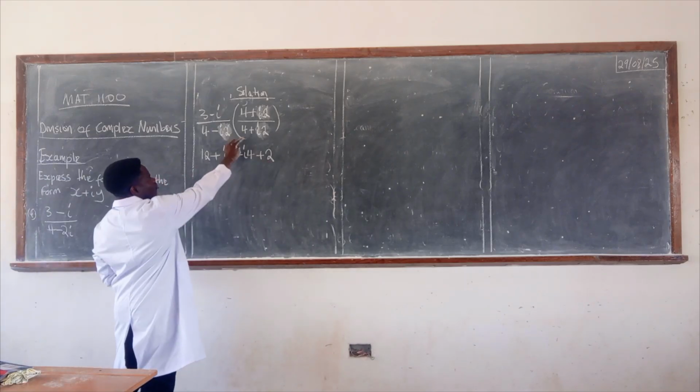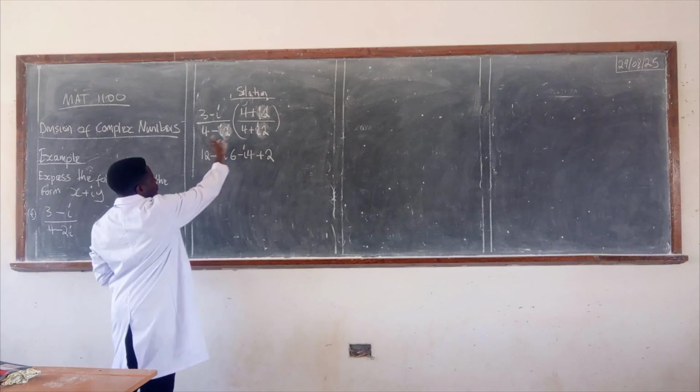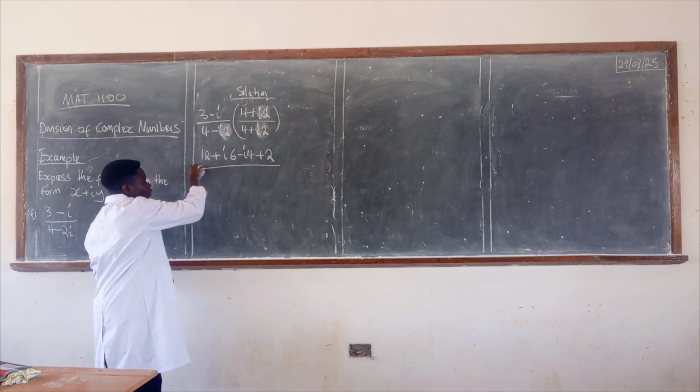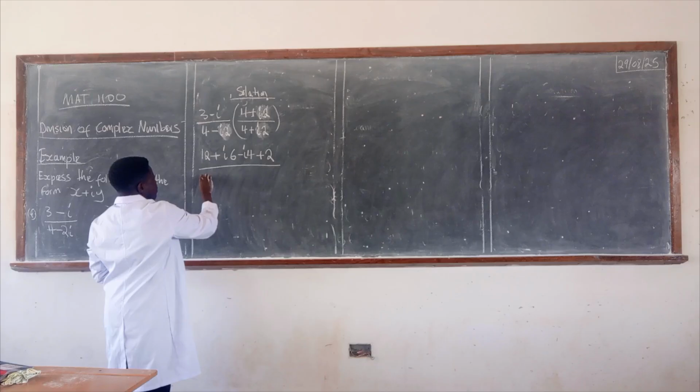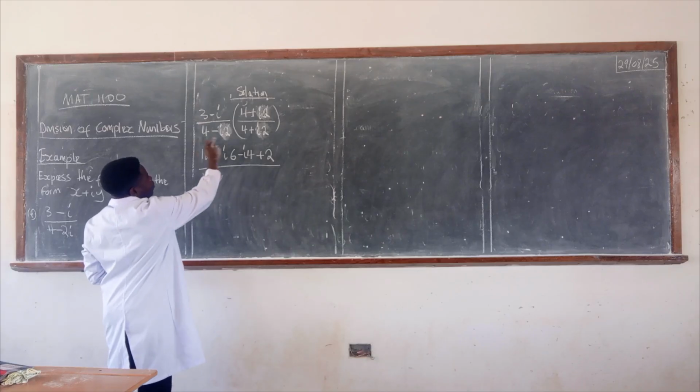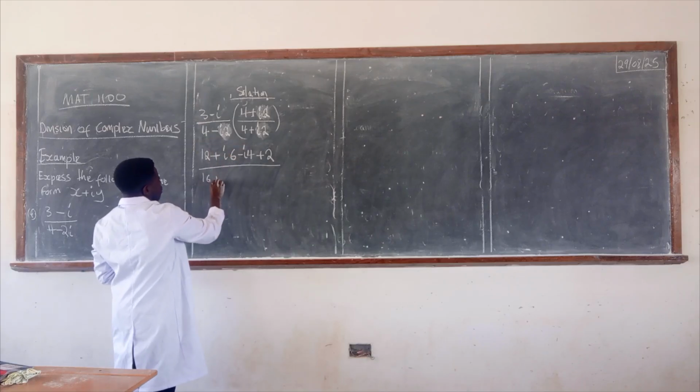Okay, so now we come to the bottom part. 4 times 4 is giving us 16. 4 times i2 is going to give us plus i8.